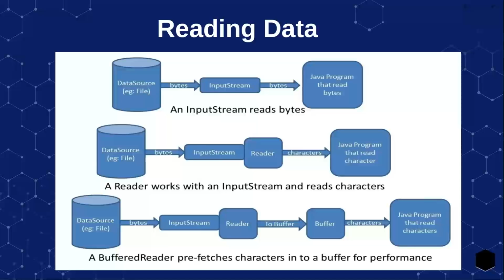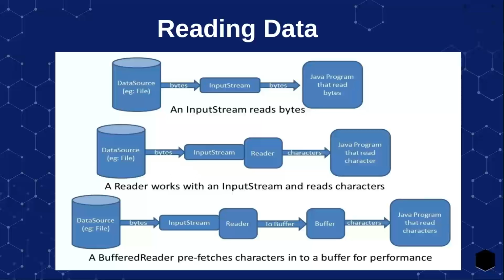That is, when an input stream has to get converted into characters, what happens is that from the data source, that is a file, data is taken in the form of bytes. Then we have the input stream reader, which converts these byte streams into character streams, and the character streams are read by the Java program. So we use input stream reader to convert the byte streams into character streams if the program has to read characters. Now a buffered reader prefetches the characters into a buffer for performance.